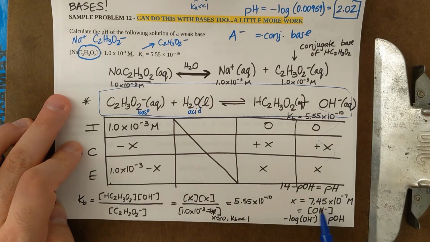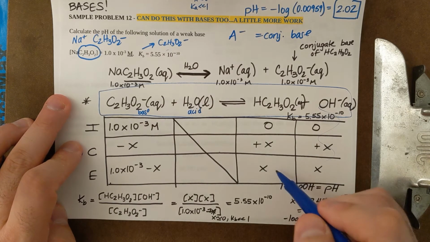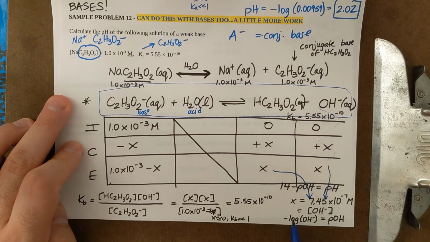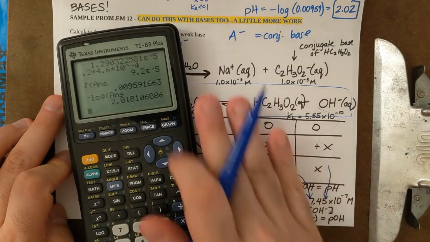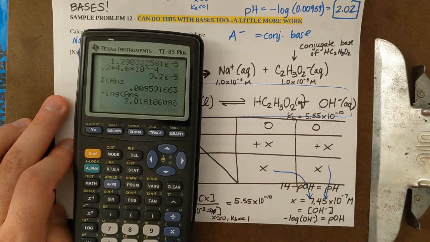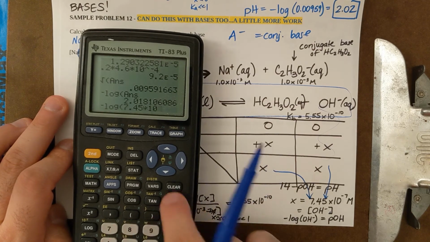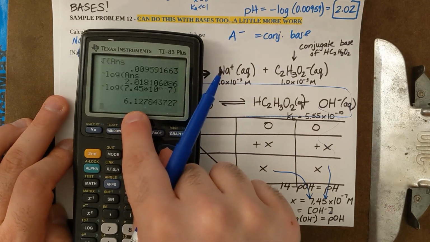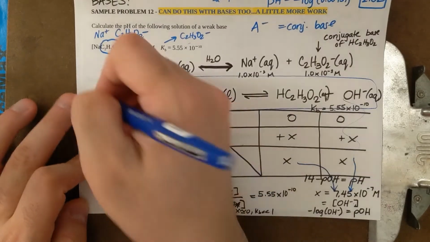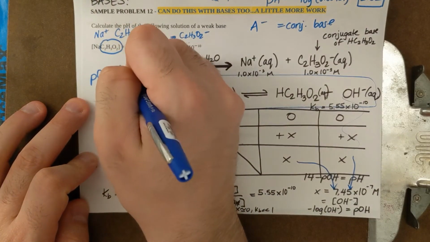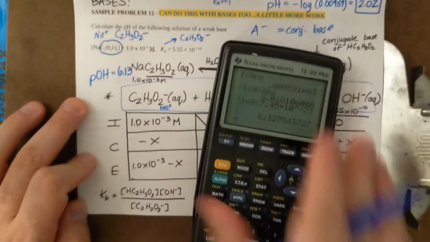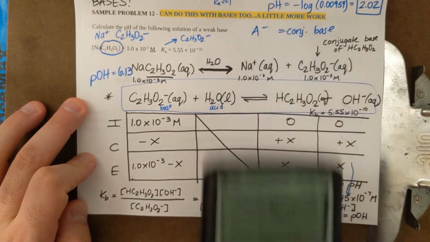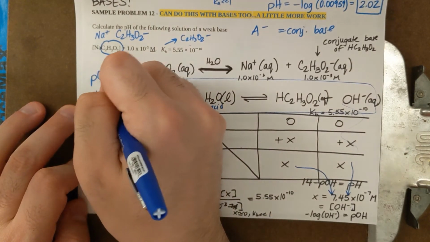In doing all the math, I got the value of X is equal to 7.45 times 10 to the minus 7th molar. That's actually equal to my concentration of OH minus. I didn't get a chance to finish this, so if I take the negative log of 7.45 times 10 raised to the minus 7th, my pOH is 6.13. So I'm going to write that on the side. My pOH is equal to 6.13. If I want my pH, I've got to subtract it from 14. My pH will be equal to 7.87. Still basic.